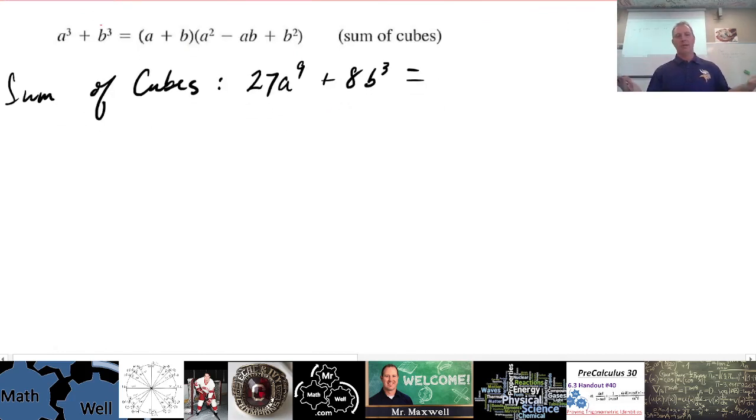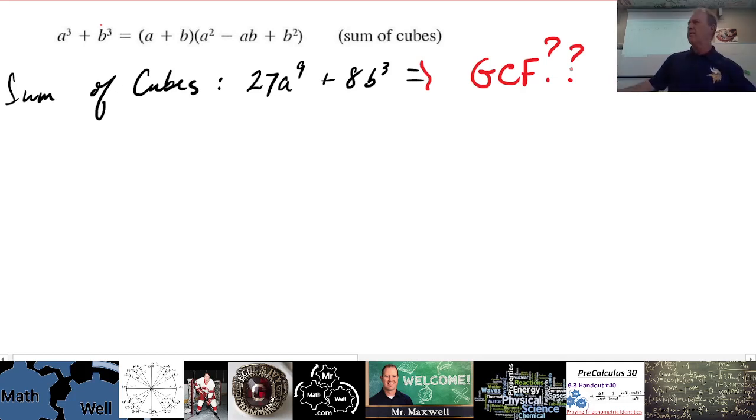Again, we should try and look and see if there's a GCF here. So I would jot down this as an example here: 27a to the power of 9 plus 8b cubed. Check if there's any greatest common factors.